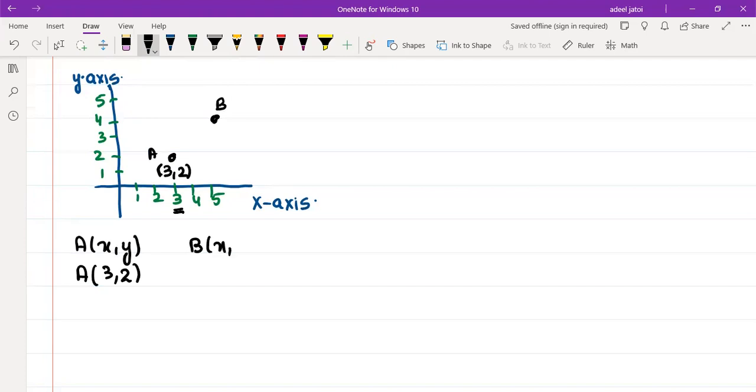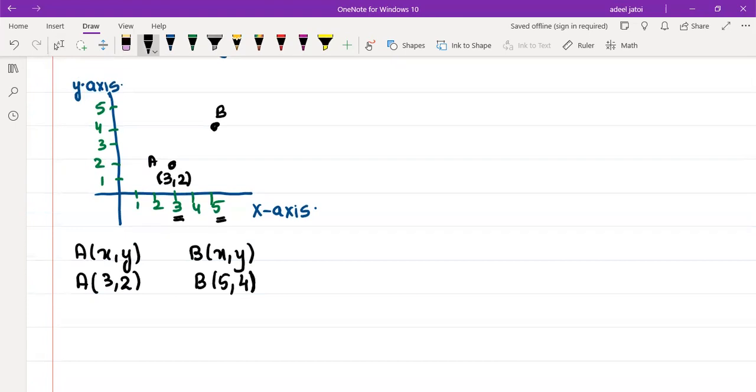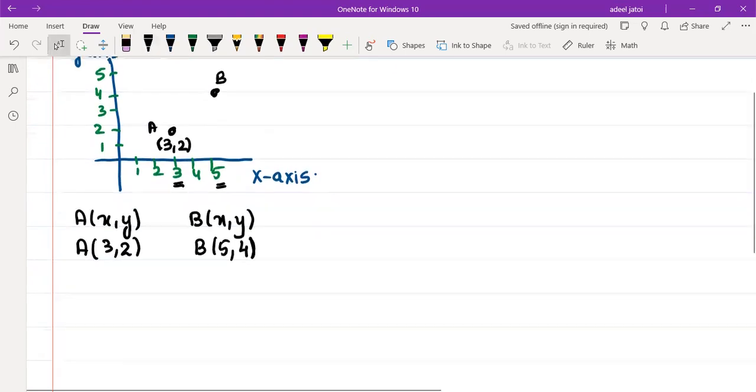Similarly for B, your x will be 5 and your y will be 4. So B coordinate is 5, 4. So even if the coordinates are not given in x-axis or y-axis, and they are shown in this manner, you should take it down as x as 3 from the x-axis, y as 2 from the y-axis. Similarly, 5 from the x-axis and 4 from the y-axis.